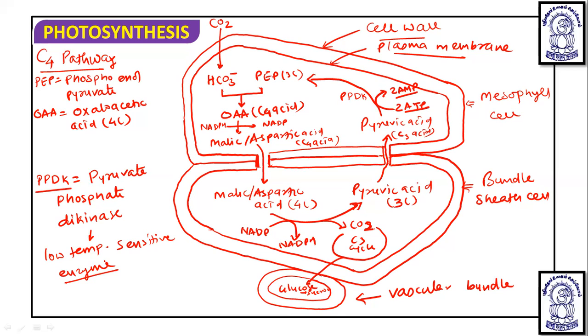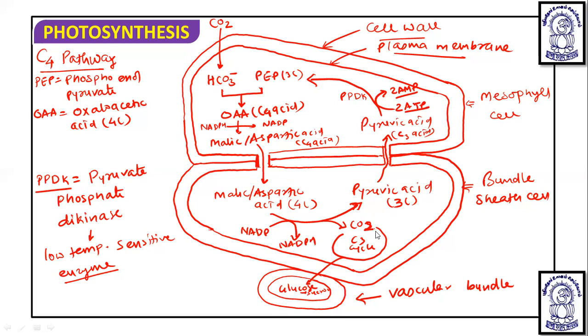Okay. Thus, C4 plants show a poor rate of photosynthesis at low temperature, and they are active at a high temperature. Because of this, they are found in tropical climates. Okay, so this is PPDK. So this is the whole C4 pathway. Now in this C4 pathway, what we understood is that for 1 CO2 fixation, 2 additional ATP are used along with the C3 cycle.